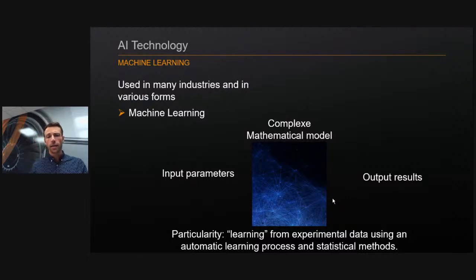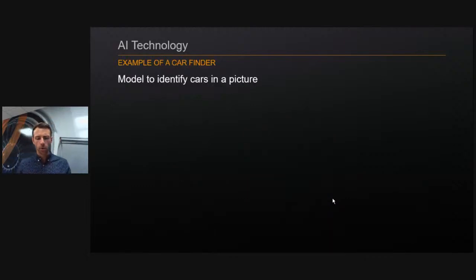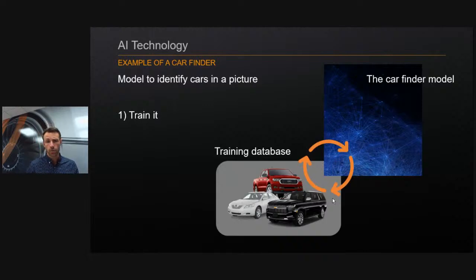As a real life example, let's say we want to design an AI model with machine learning to identify cars in a picture. The first step is going to be to train it. So we're going to build a training database. We're going to identify cars that we believe are most common, so a 4-door sedan, SUV, pickup truck. And we're going to add many pictures of those models to make our initial training database.